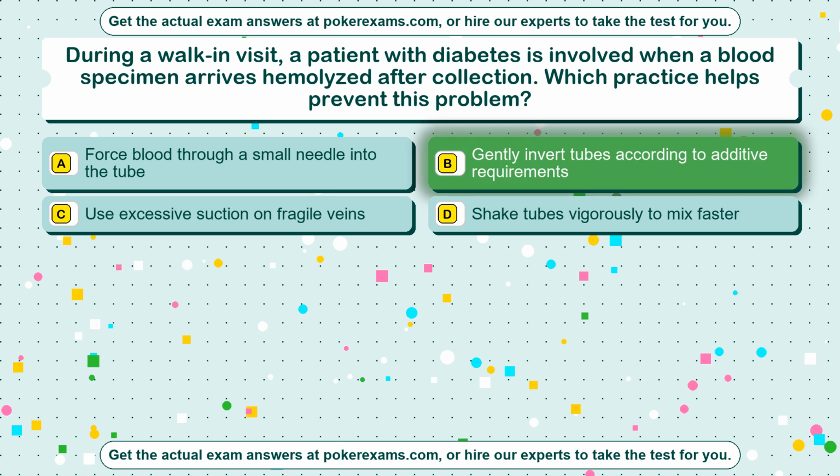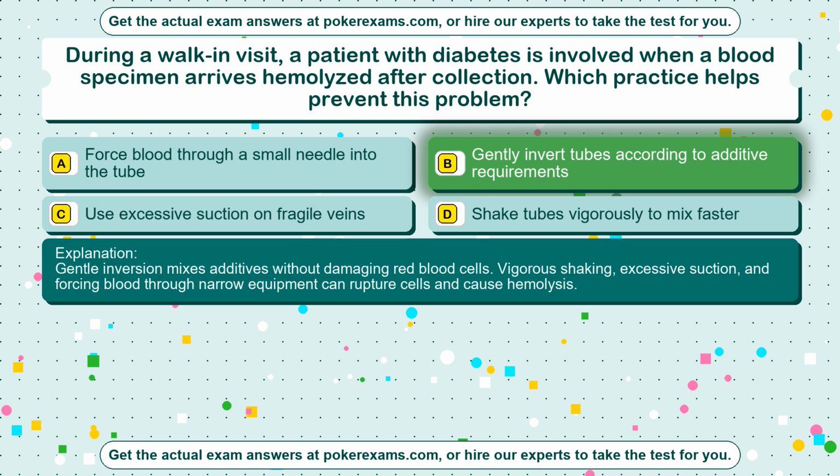The correct answer is option B. Gently invert tubes according to additive requirements. Gentle inversion mixes additives without damaging red blood cells. Vigorous shaking, excessive suction, and forcing blood through narrow equipment can rupture cells and cause hemolysis.